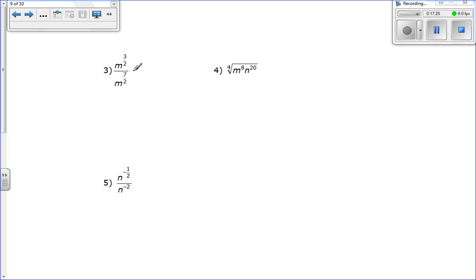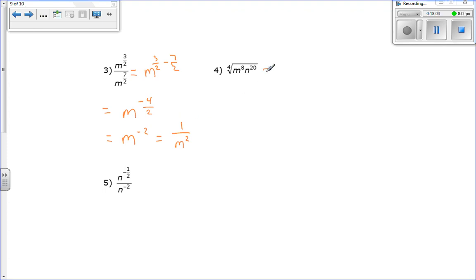For number 3, it's still a division problem. So it's m to the 3/2 minus 7/2. So I have m. 3 minus 7 is negative 4 over 2. We have m, and I divide, I get negative 2. Can't leave our negative exponent, so we have 1 over m squared.